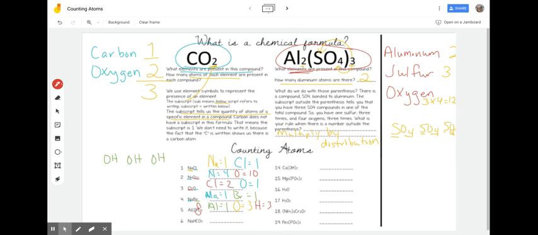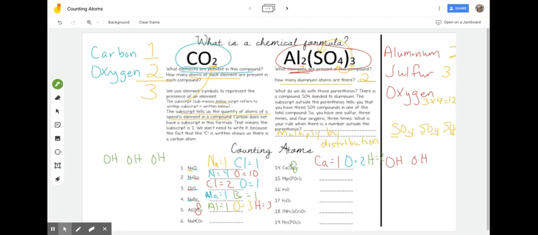I'm going to skip number 6 because I want to do a couple more with parentheses. Number 14, we have Ca, no number, so it's 1. Again, we have OH in the parentheses, but there's a 2 out there, so I just have 2 of them. So that means for my O's, I have 2. And for my H's, I have 2. Again, you could distribute it. 2 times 1 is 2. 2 times 1 is 2.